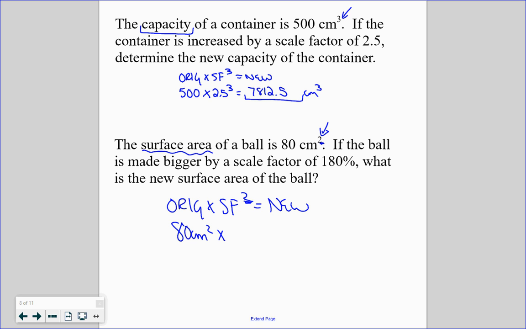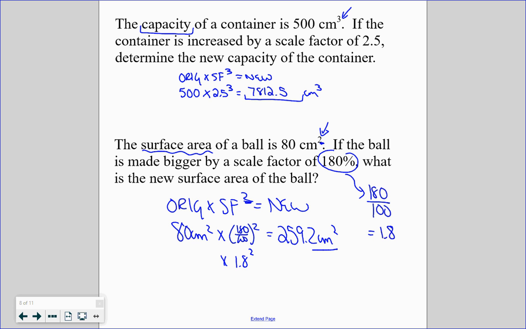Now, the other problem with this is I gave it to you as 180%. So again, you can either plug into your formula 180 over 100 squared, or you can reduce it down to a decimal and write it as times by 1.8 squared. It doesn't matter, they'll both give you out the exact same answer. So if we go 80 times 1.8 squared, we get out 259.2. And again, we were expecting an answer bigger than 80 because it's an enlargement, and my units are centimeters squared. Okay?